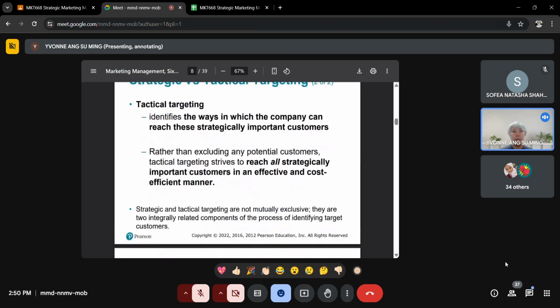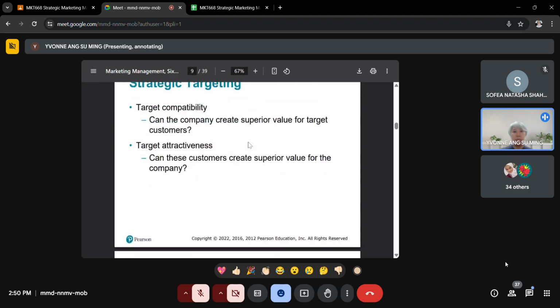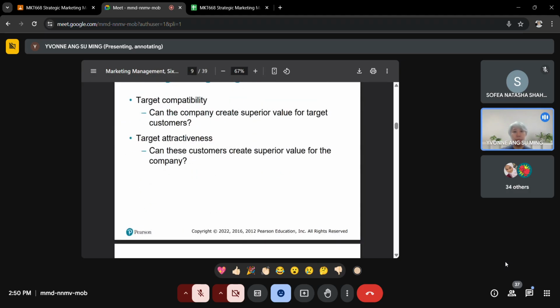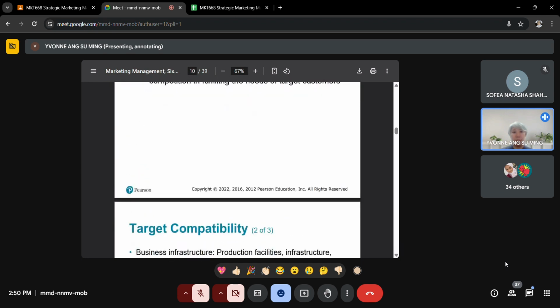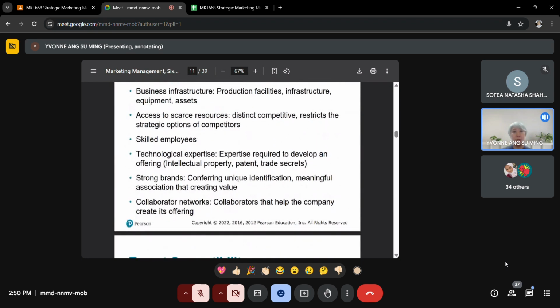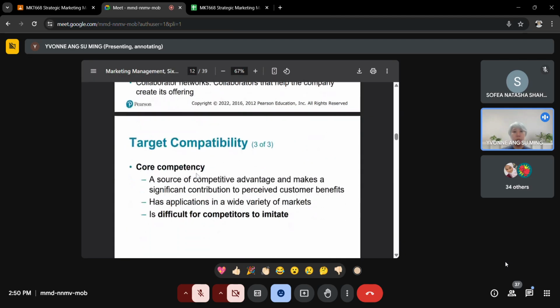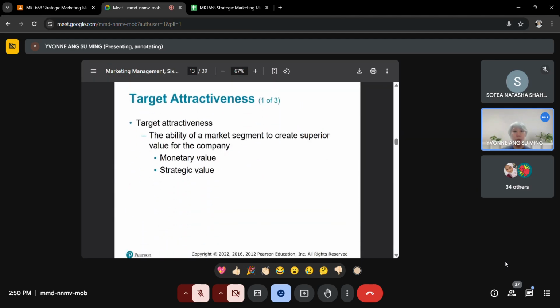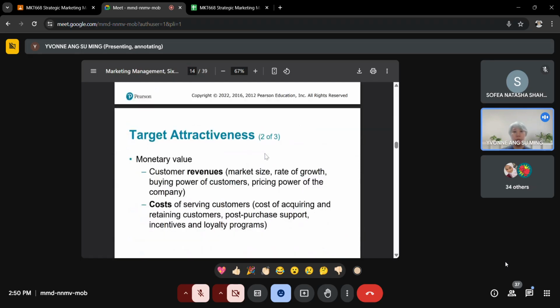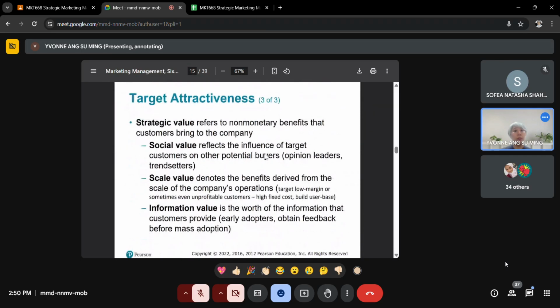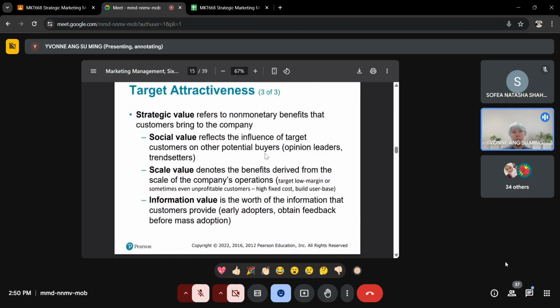targeting. And for strategic punya targeting, you'll see that we need to look at dia punya compatibility dan juga dia punya attractiveness. Dan kita ada pelbagai ciri-ciri that actually capture dia punya compatibility, dan kita juga ada ciri-ciri untuk capture dia punya attractiveness, which is monetary and also dia punya strategic punya value. Okay, so you can see that this is a more broad picture punya approach.